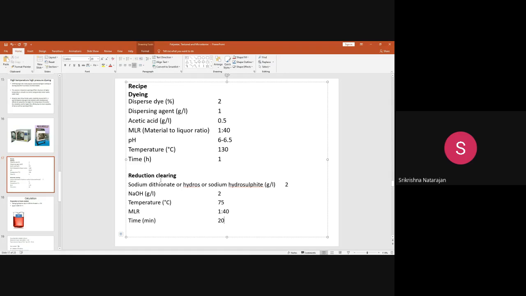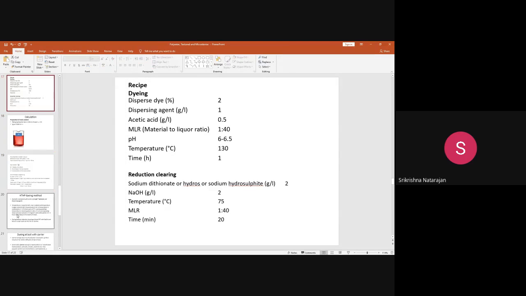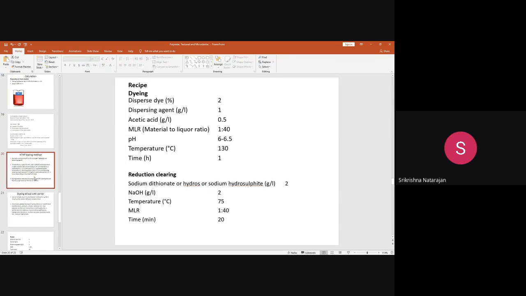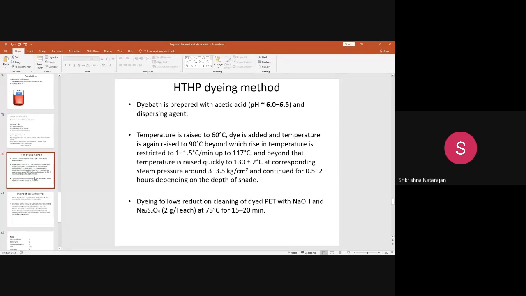After this reduction clearing, you will do some additional rinses, like you can wash in tap water, after that you can do a hot wash or a cold wash, because this is a bit optional. After that you do some multiple cold washes and hot washes with your hand, and you dry them, so that you will get a dyed polyester fabric.